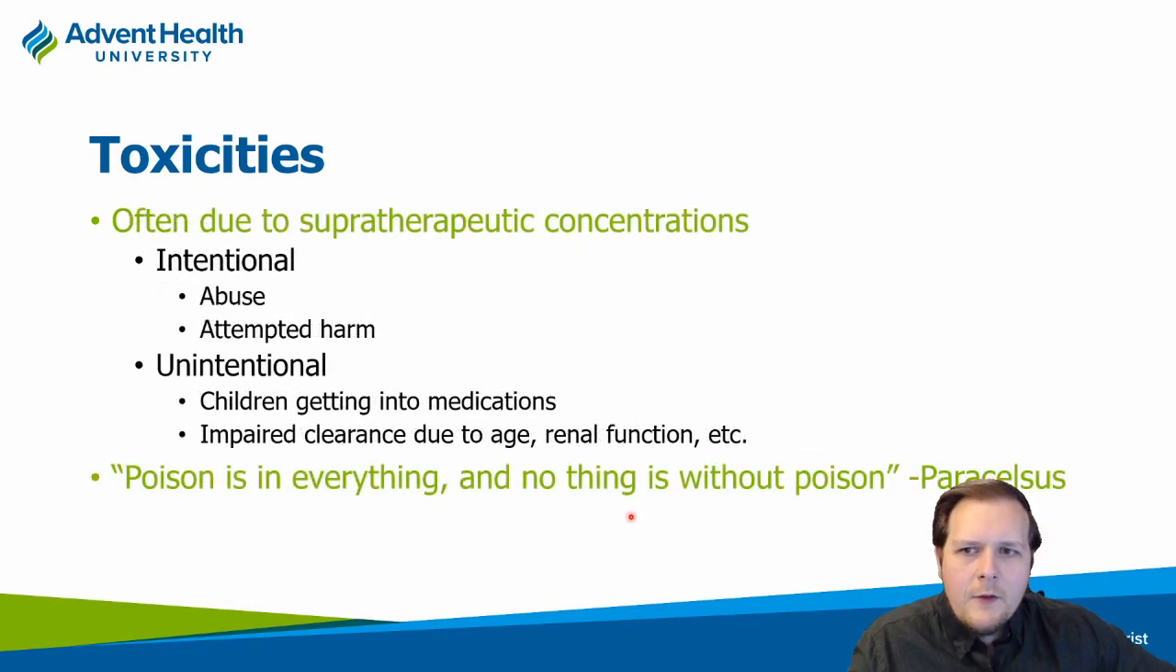And keep in mind, other reasons why you might find supratherapeutic concentrations that lead to toxicities could be things like intentional reasons. Maybe they're abusing it because it makes them feel good. Sometimes they try to take too much because they want to harm themselves, depending on the situation. Oftentimes, though, it can be unintentional too. So, for instance, kids get into medications if they're not being stored appropriately, or they send a grandchild over to grandparents' house and their place is not child-proof, things like that. Or more often than not, we're going to find that impaired clearance due to changes in age and renal function are also going to play a big role here.